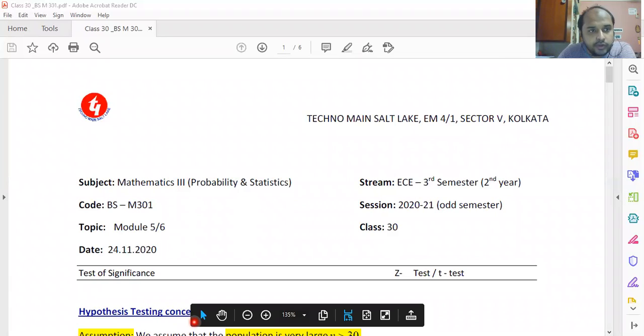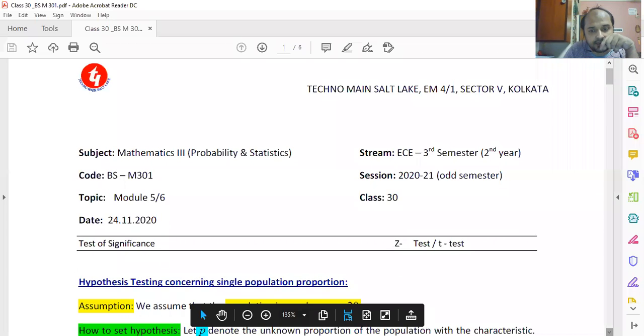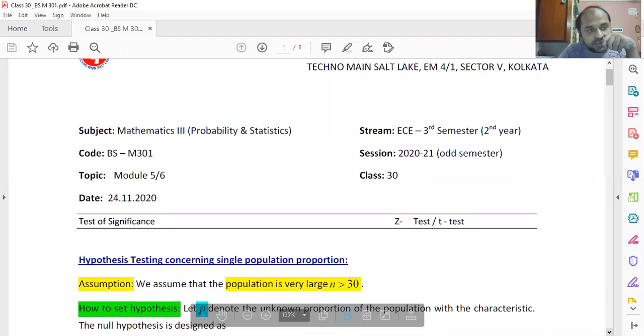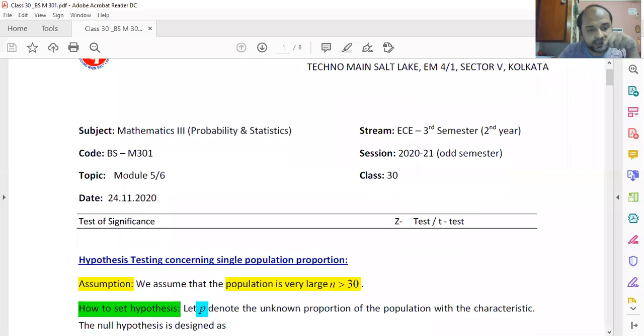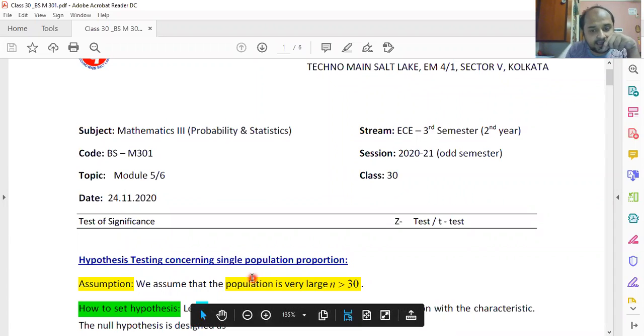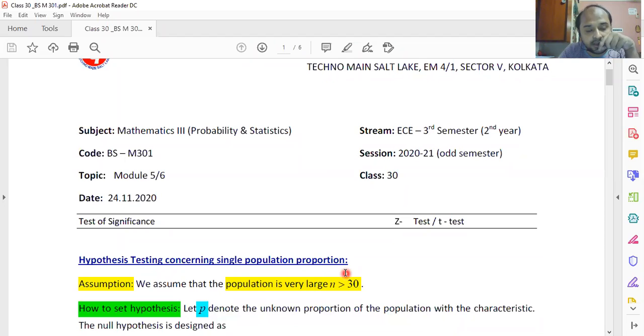Okay, good afternoon. I am going to start my today's session, and the session today's topic is about test of significance based upon Z test and T test. Now, first of all, I shall discuss Z test, and for this, the assumption which has been made is that the sample size of the sample from which the population has been drawn is a large sample, and it is large because the size is considered to be greater than 30.